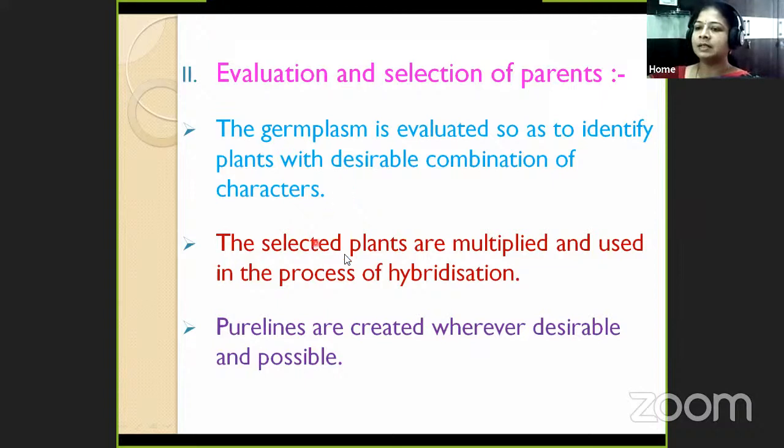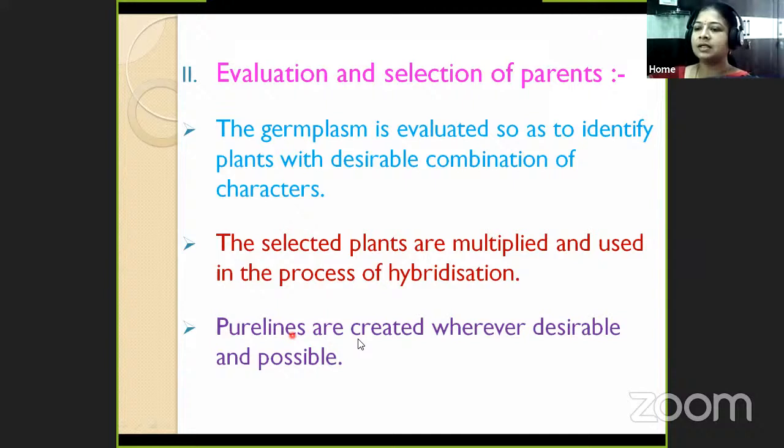Then the selected plants are multiplied and used in the process of hybridization. The plants selected as parents before cross hybridization have to be multiplied because they are less in number. So before cross hybridization, those selected parental plants are multiplied, increased in number, and used. Then after, those parental plants are used in the process of hybridization.